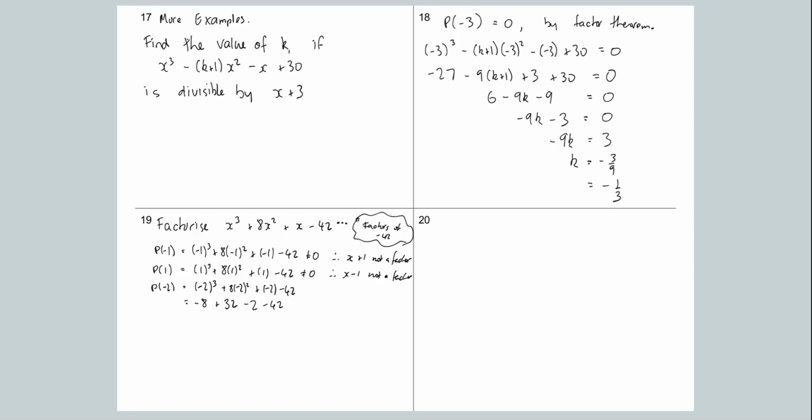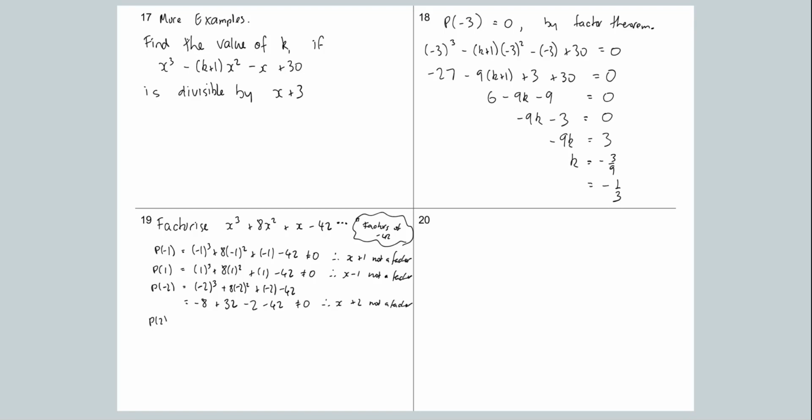minus 42. So that's, let me see now, 32 minus 2 is 30 minus 8. 30 minus, that's not going to get me 42 anyway. So that's not a factor. So x plus 2 is not a factor.